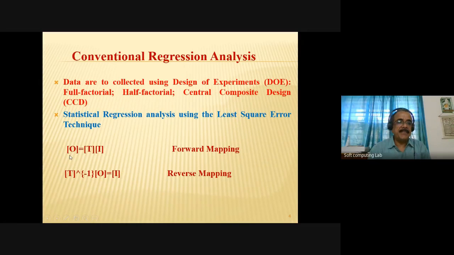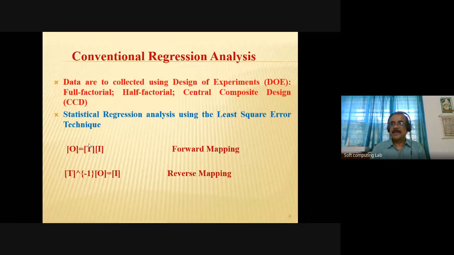So I am writing here in the form of matrix. The O matrix is nothing but the output matrix. That is nothing but the T matrix, you can see, multiplied by the I matrix. What is the I matrix? The I matrix is nothing but the input parameters. And what is our aim? Our aim is to find out the output or the responses. So in matrix form, output is nothing but matrix T multiplied by matrix I. So O is the output, I is the input, and T is the transformation matrix. Are you getting my point?